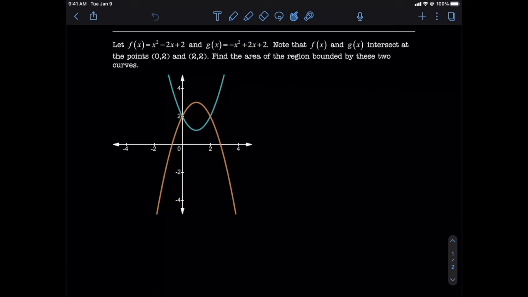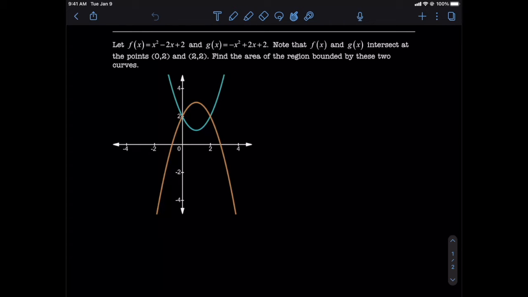Alright, so the question reads, let f of x equal x squared minus 2x plus 2, g of x equal negative x squared plus 2x plus 2, and then they tell us that the two functions intersect at the points (0, 2) and (2, 2). Finally, it tells us what it wants us to do: find the area of the region bounded by the two curves.